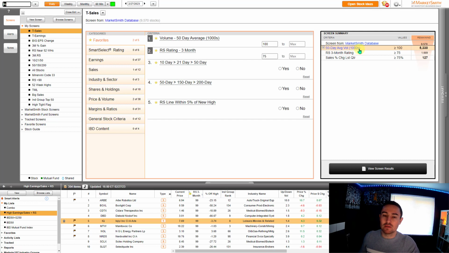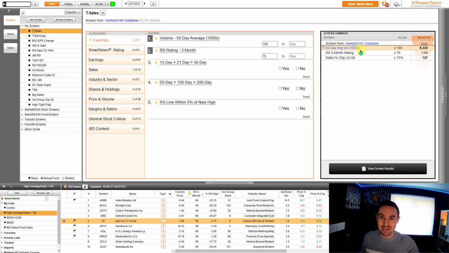So 50-day average volume, I want that above 100k. The RS 3-month rating, I want that to be greater than 75. I actually find looking for relative strength on a 3-month basis when I'm on MarketSmith much more efficient than the standard 52-week RS rating. Why? Because it's going to get those stocks that are on the move in a more efficient manner and put them in front of you, which is the whole point of screening. And then I want sales percentage change last quarter to be greater than 75%. So you can see we've whittled it down here from about 9,500 stocks to 127 stocks.